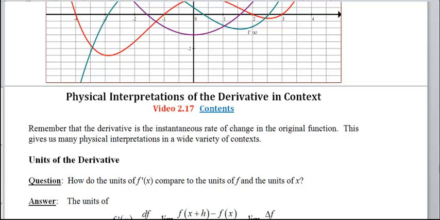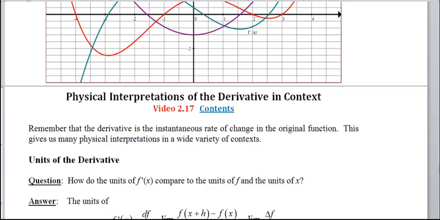This is Jack Jackson. In this video we're going to talk about physical interpretations of the derivative in context. Now, all this stuff about derivatives, we've looked at how we can see a derivative from a formula, from a table, from a graph. But what really makes this useful is how we can put it in a real-world context.